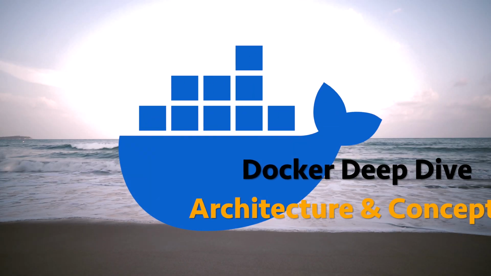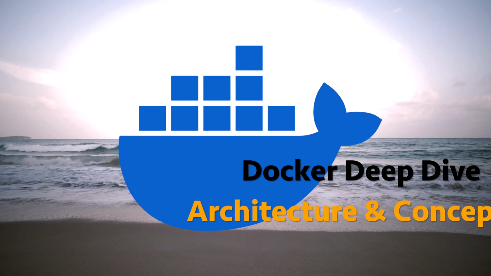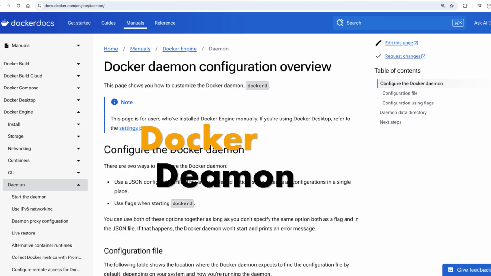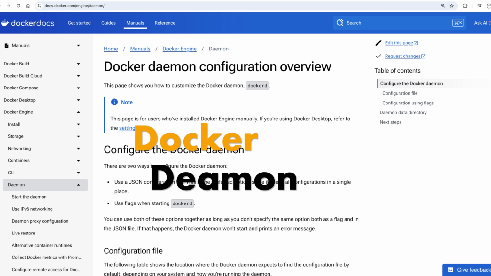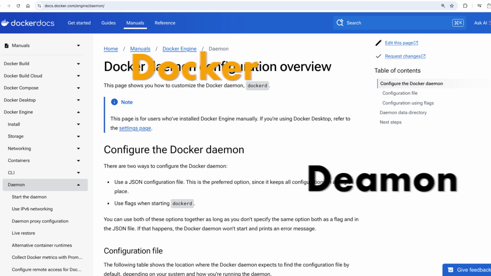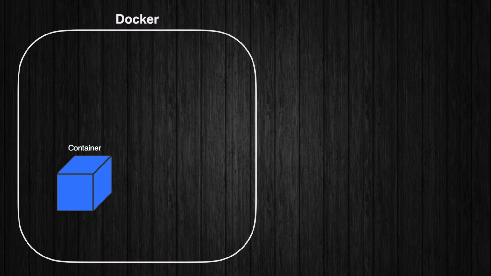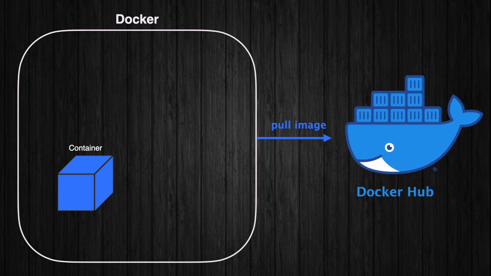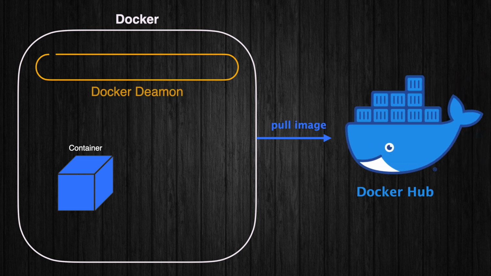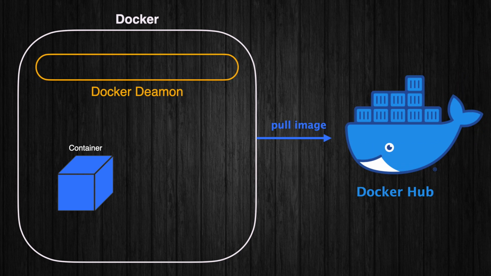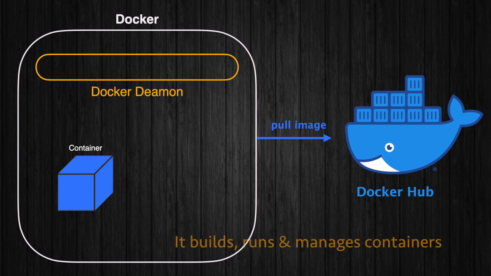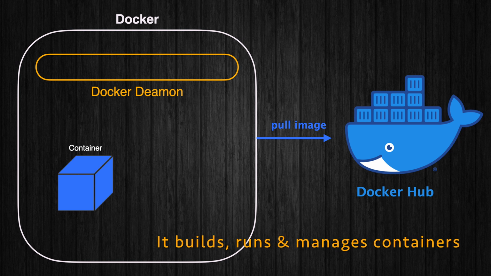Deep dive into Docker architecture and concepts. Docker Daemon. The Docker Daemon is the engine room of your Docker setup. It's a background service that does the heavy lifting. When you ask Docker to start a container, pull an image, or do any fancy work, the daemon is on it, handling your requests like a backstage crew. It builds, runs, and manages your containers.